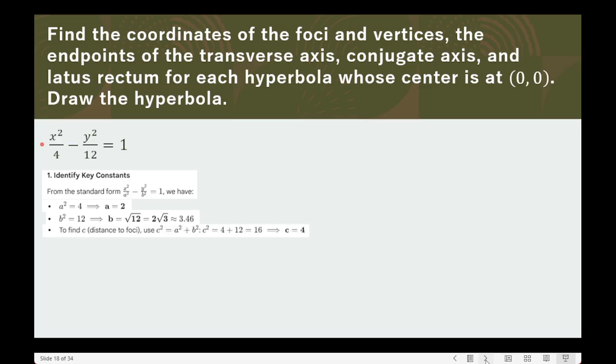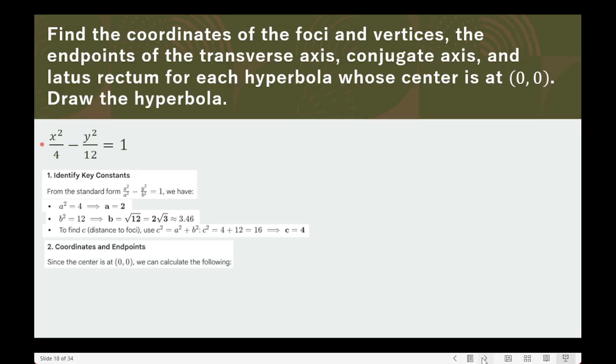To find c, the distance to the foci, we use this formula: c squared is equal to a squared plus b squared. We substitute the values of a and b and simplify the resulting expression, so c is equal to 4, meaning c squared is 16.